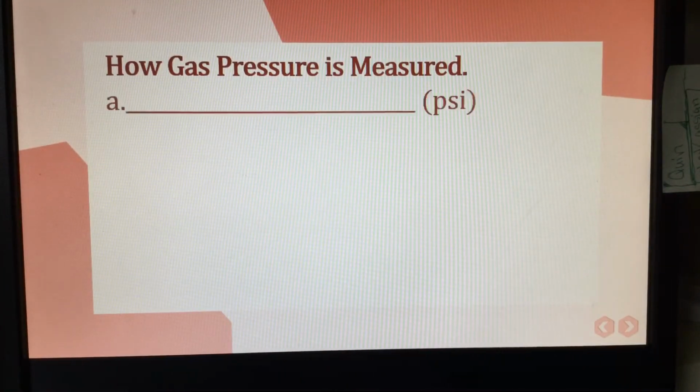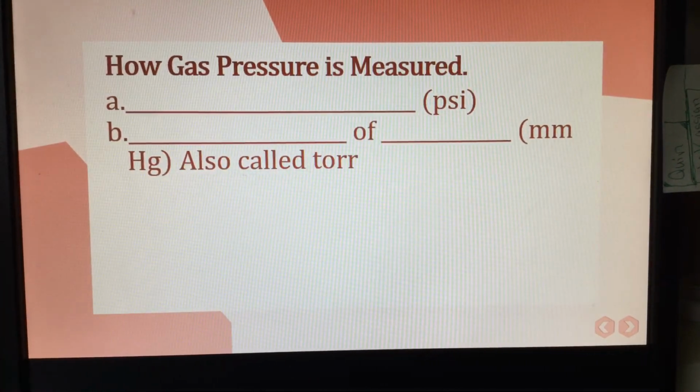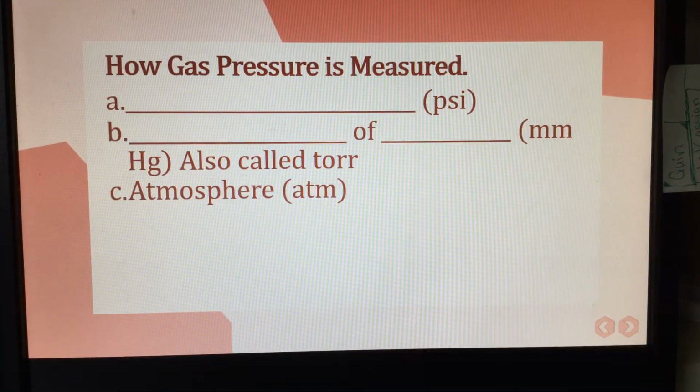How do we measure gas pressure? We measure it in, oh, I didn't write this down. The first one should say pounds per square inch. PSI stands for, letter A should be pounds per square inch. Letter B, the abbreviation's there, the words aren't there. The first part is millimeters of mercury.